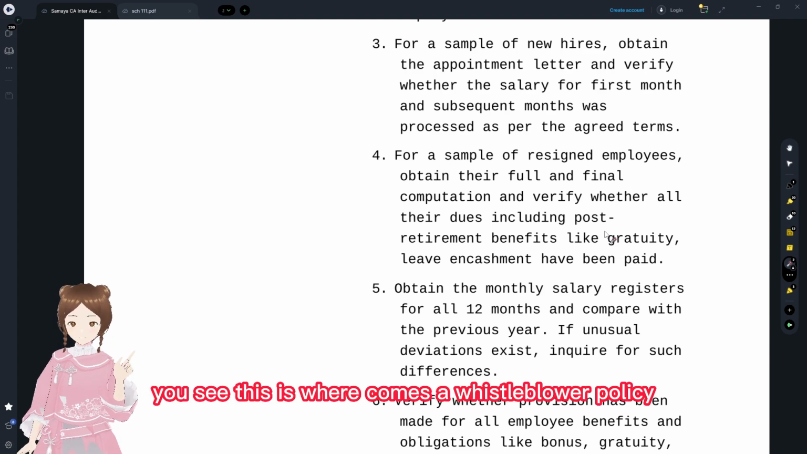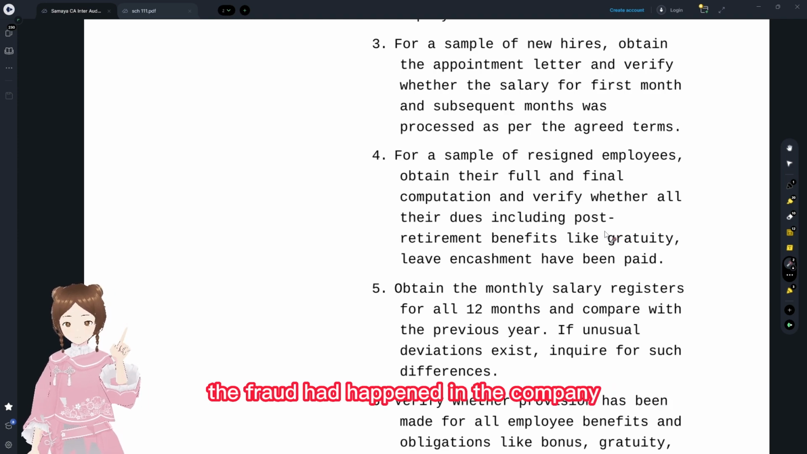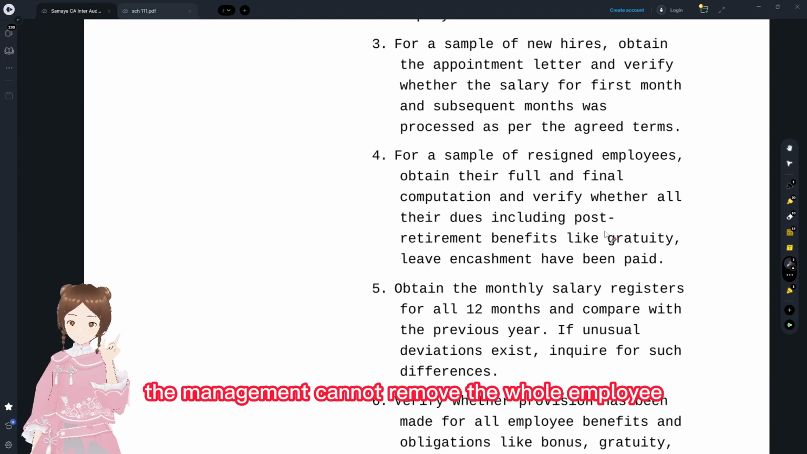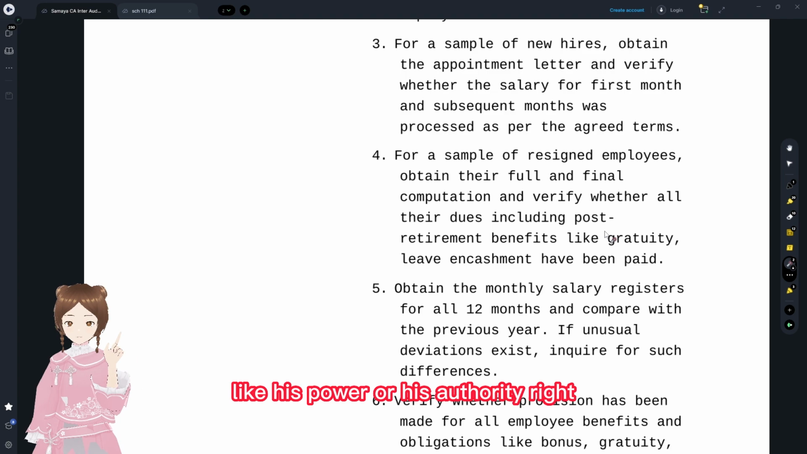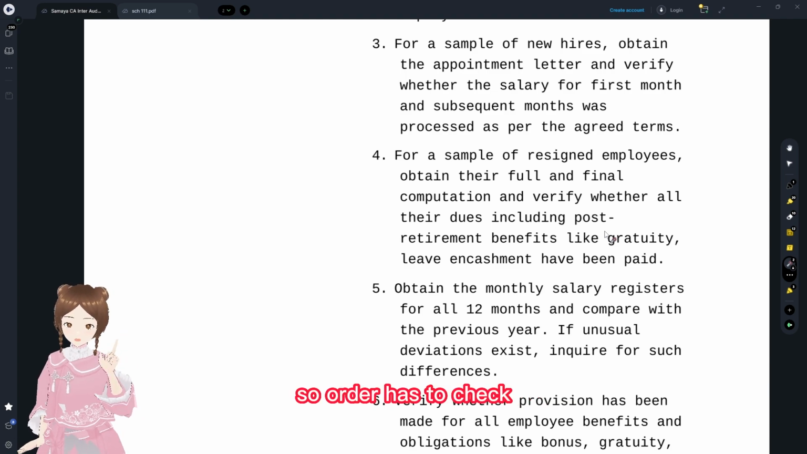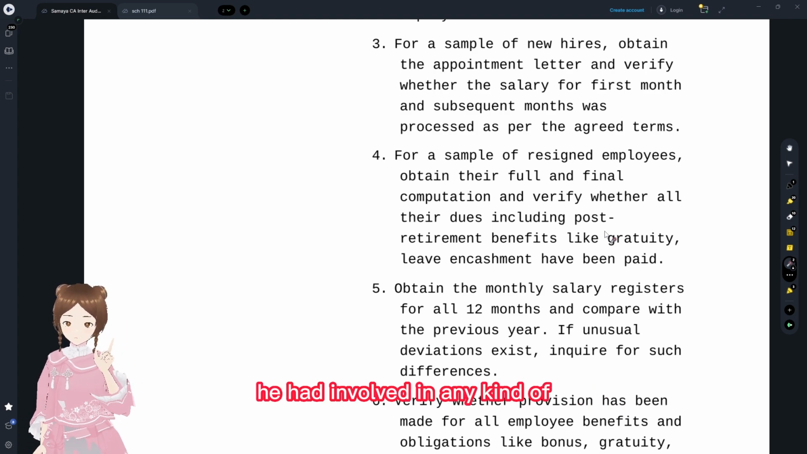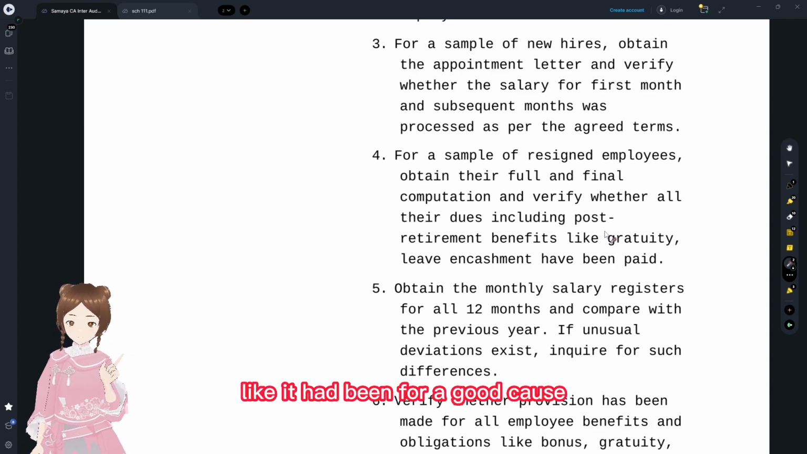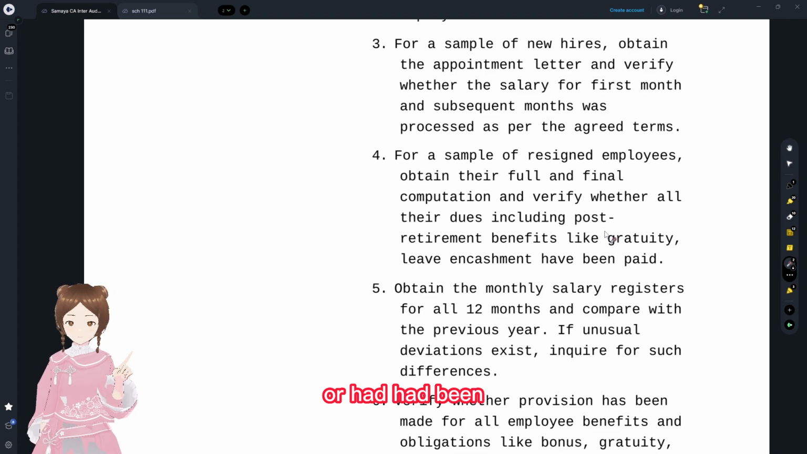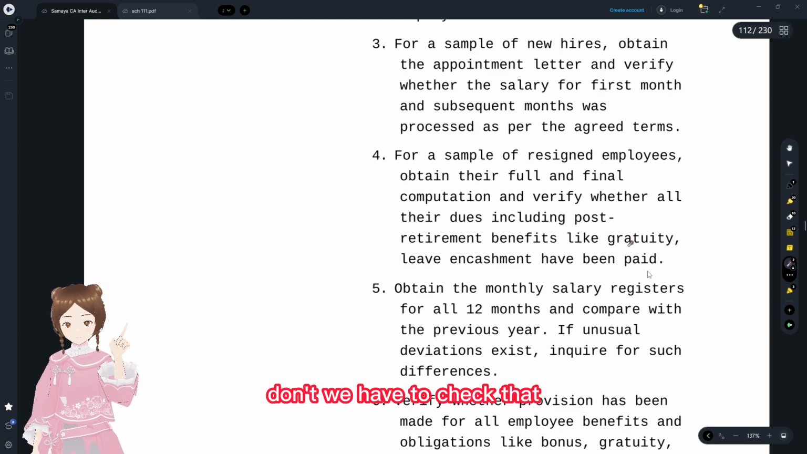This is where the whistleblower policy comes in, right? If an employee has whistleblown something, a fraud that happened in the company, then the management cannot remove the employee with regards to that. There is an immunity given for this. So the auditor has to check why they have removed the particular employee, whether he was involved in any kind of disrepute, or whether it was for his performance, or whether it was a good cause under the whistleblowing policy. We have to check that.